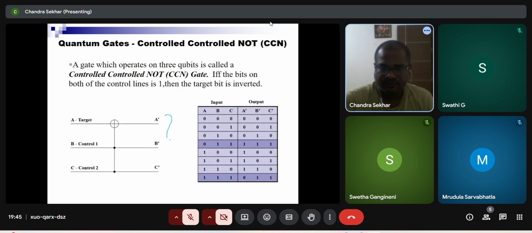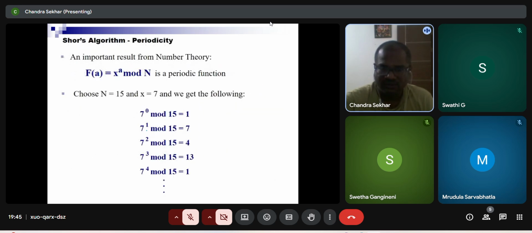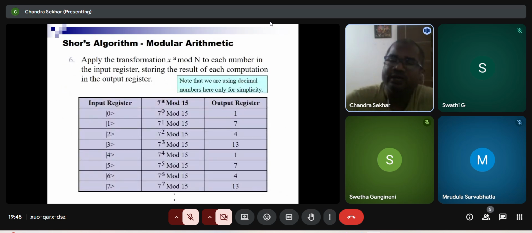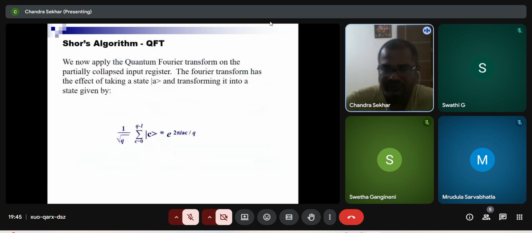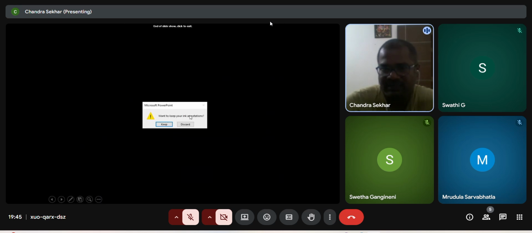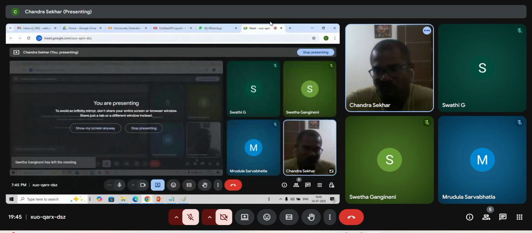See here, multiple input output combination, three inputs, three outputs. Like this we will perform the various algorithms and then we'll try to get the output. Then we will study some maths also. All those things will help you to understand the power of supercomputing. Okay, so any doubts?